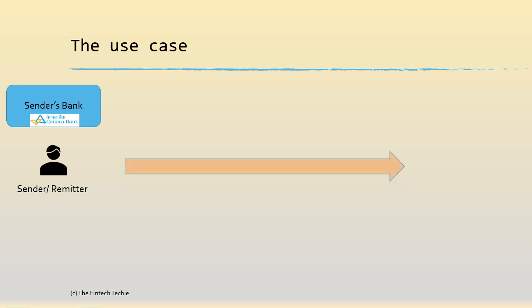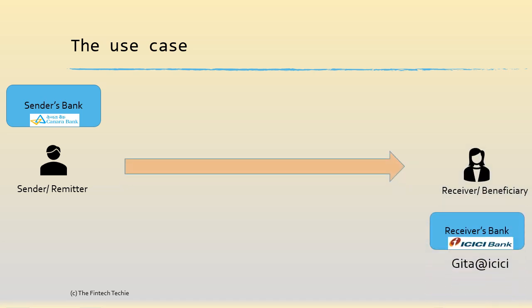Myself as a sender or a remitter, I have an account with Canara Bank. That's the sender's bank. And I want to send some funds to my friend who has an account at ICICI Bank. And the receiver, in this case Geeta, my friend, has shared her virtual private address, which is Geeta@ICICI. No account number or IFSC code has been shared. It's only the UPI address Geeta@ICICI which has been shared.